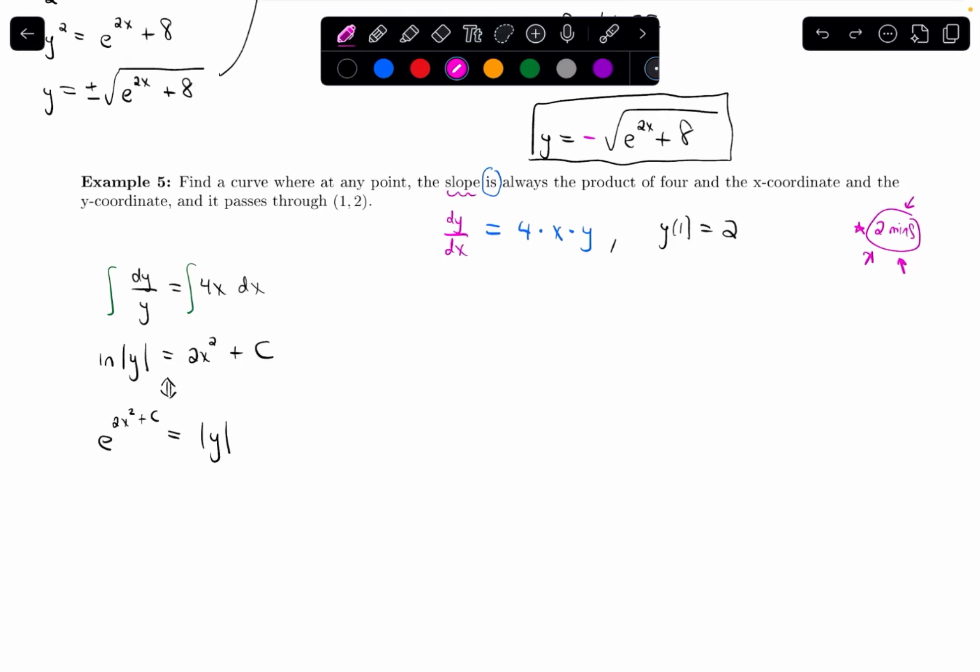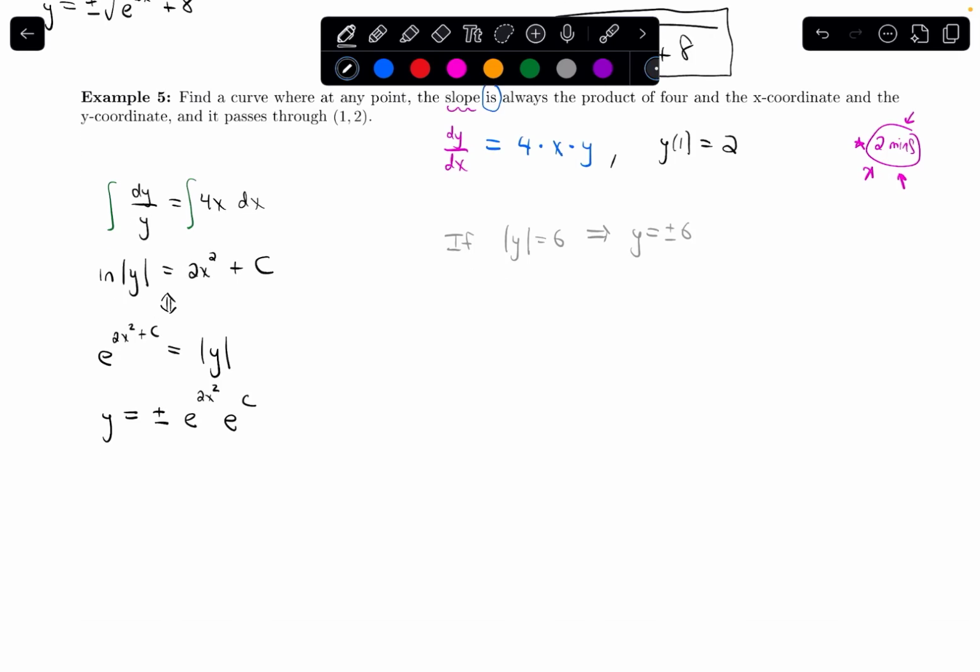All right, so we have this. Now I need to get rid of the absolute value. There's something I want to remember when we do that. If I had absolute value of y equals 6, then y could be two things. It could either be 6 or negative 6, so it's plus or minus 6. Similarly, if I get rid of this absolute value, I'll get y equals plus or minus this thing. And let's use some exponent properties to write it as e to the 2x squared times e to the c.